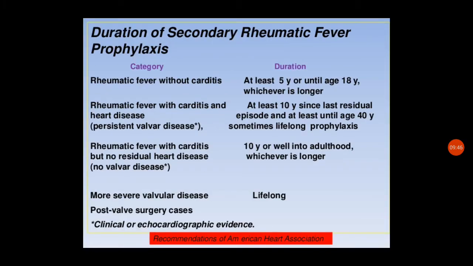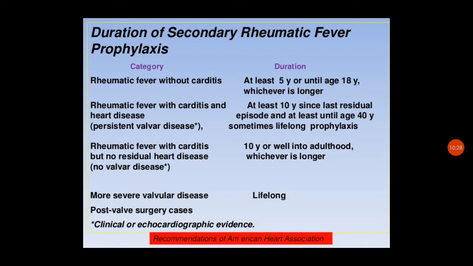And according to the category of patients, the duration of this recurrent prevention, the prophylaxis, may vary. So rheumatic fever without carditis: at least 5 years or until 18 years, whichever is longer. So that is the treatment duration for prevention of secondary rheumatic fever. The second condition, rheumatic fever with carditis and heart disease: at least 10 years since the last episode and at least until age 40 years. Sometimes lifelong prophylaxis may be required.